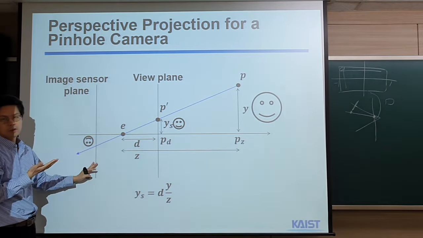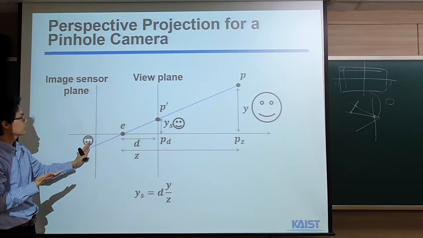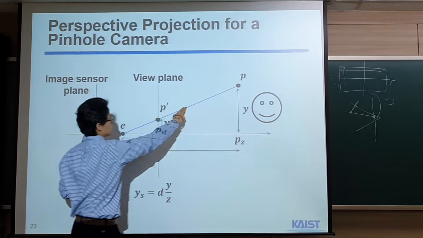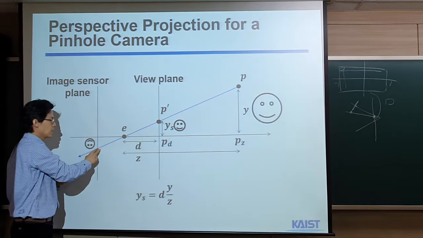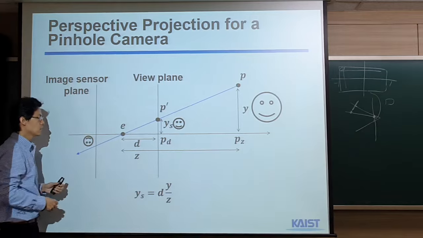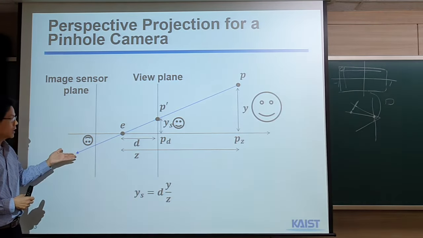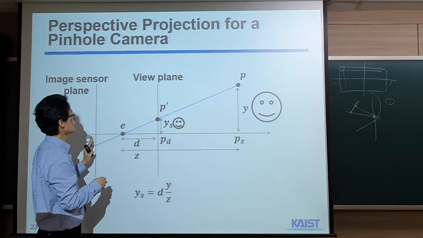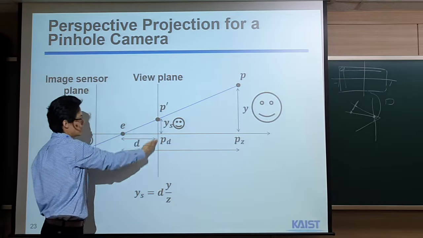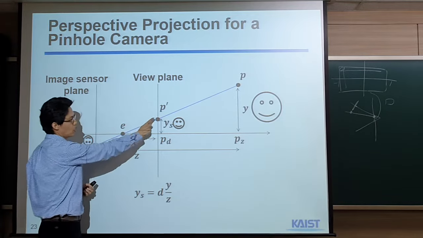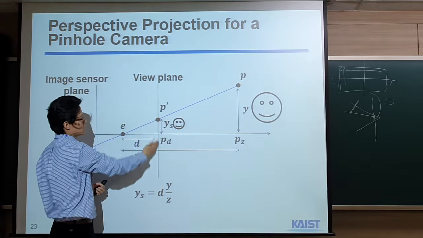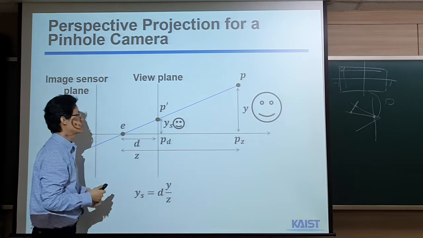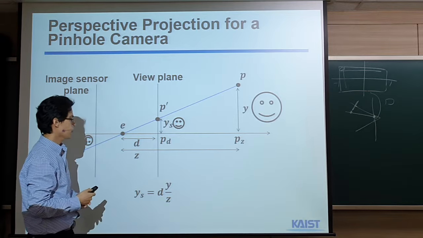If you're using an analog camera, we usually put the film here, right? The object passes through the pinhole and arrives there. This is what happens in the camera under the pinhole camera model. But we don't use the film. Instead we put our view plane here. Then the question is that I want to compute this coordinate here. Let's say this is the y direction, and given the y coordinate of P, I want to compute this point P dot in the view plane.